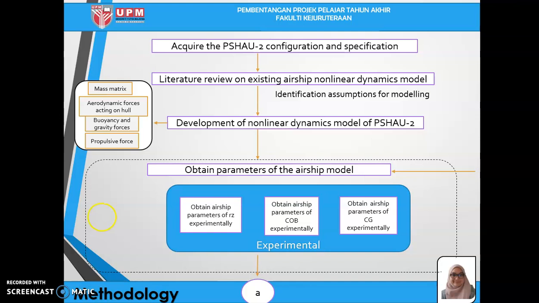So we need to obtain the parameters of the airship model experimentally. Some of the parameters, such as the location of the COB, center of buoyancy, and the location of the CG, center of gravity, are needed in order to get the RZ, the vertical distance between these two, COB and CG.